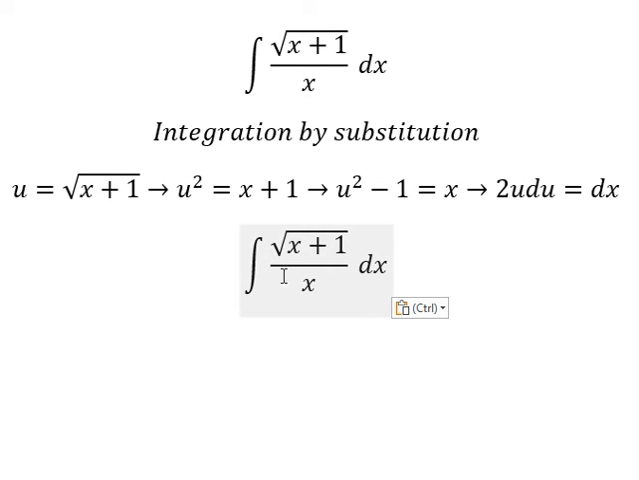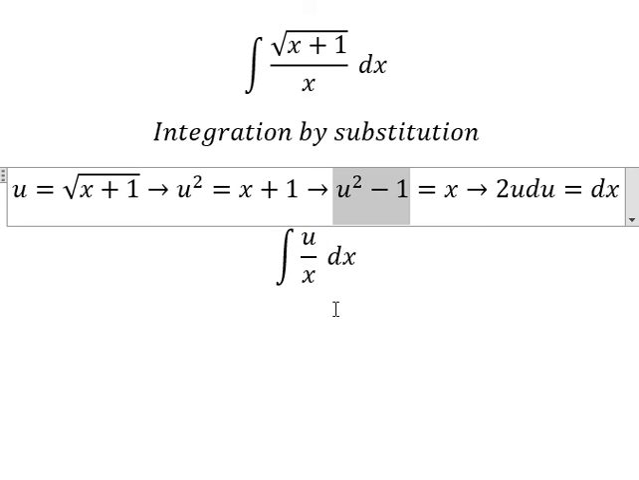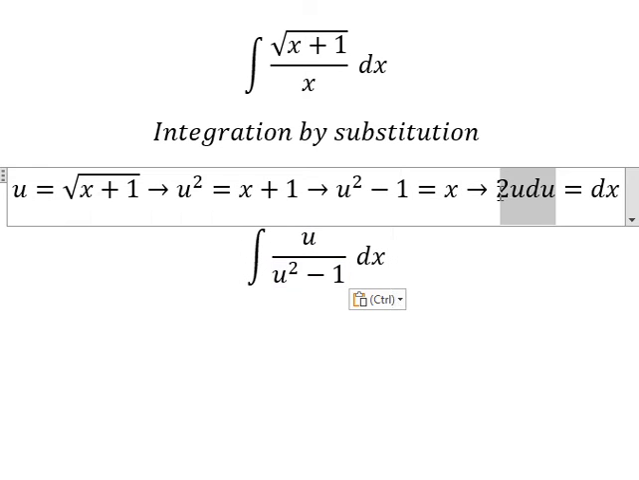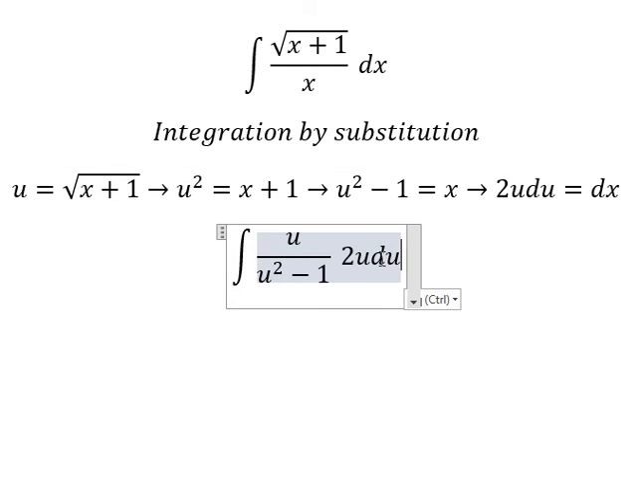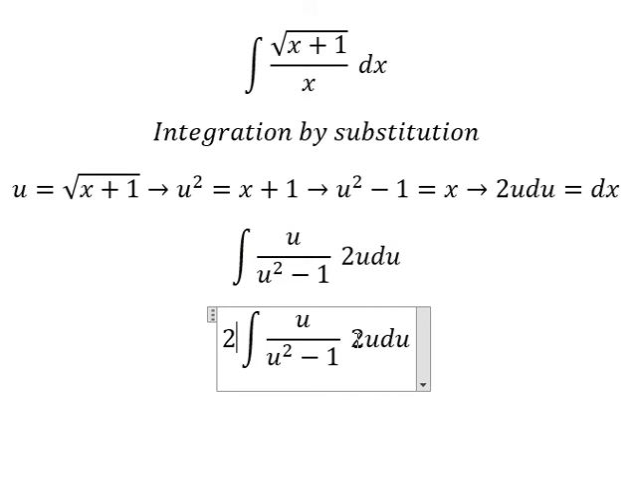Next, the square root we change to u, and x we change to this one, and dx we change to this one. So number 2, I will put here u and u, we have u squared.